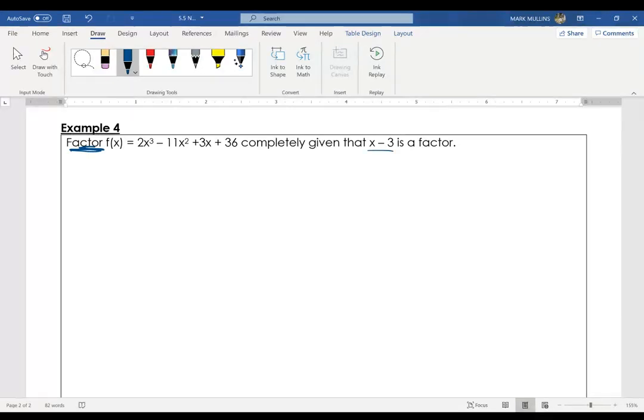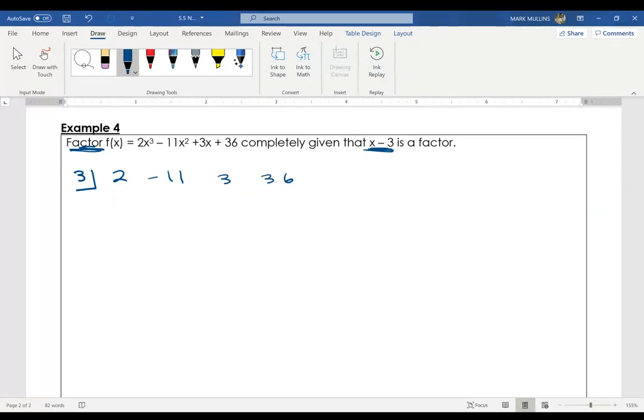So they're telling us that x minus 3 is a factor. So what that means is I'm going to use synthetic, and I am going to figure out what's left when I divide by x minus 3. And then I'll be able to take that resulting polynomial, and I'll be able to keep factoring it. So let's see how that works. So I'm going to put a 3 here, because remember, if it says x minus 3, I use a positive 3. My coefficients are 2, negative 11, 3, and 36.